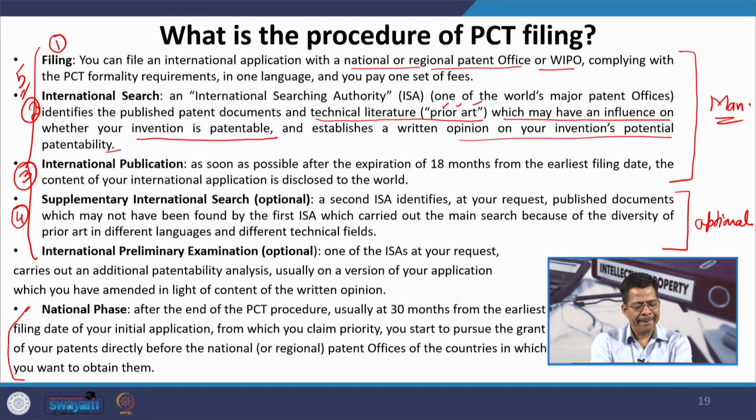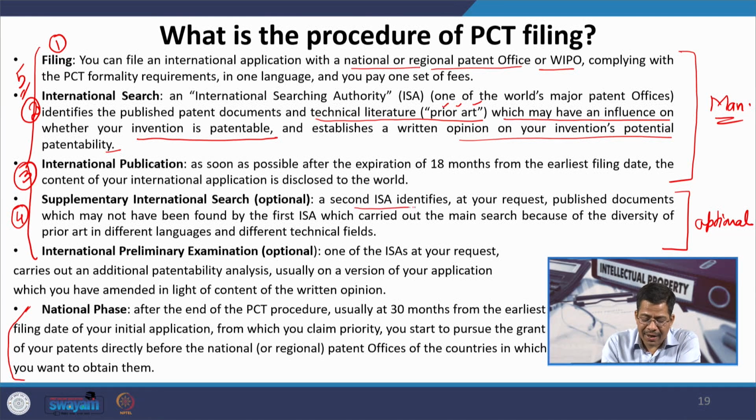The fourth step is supplementary international search. Now, in this supplementary international search, what is the difference between 2 and 4? Because 2 is also international search and this is also international search.